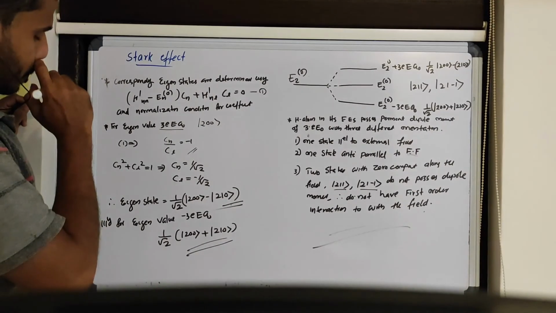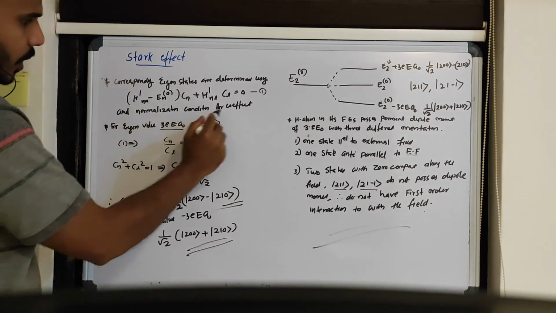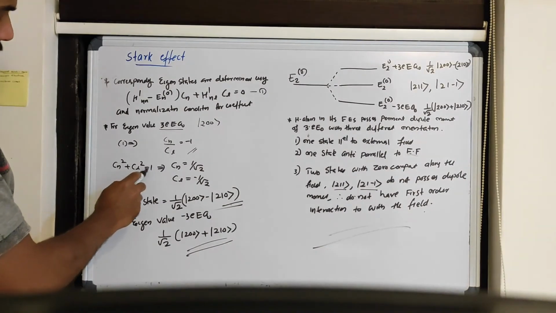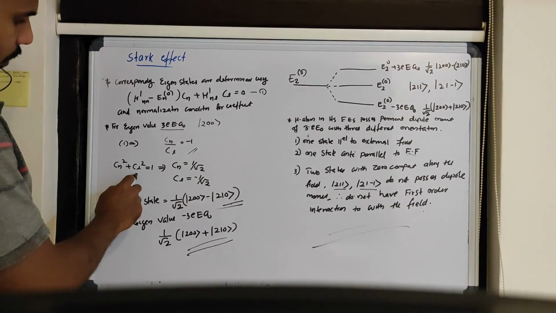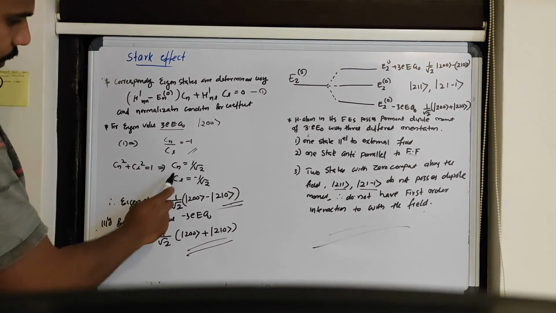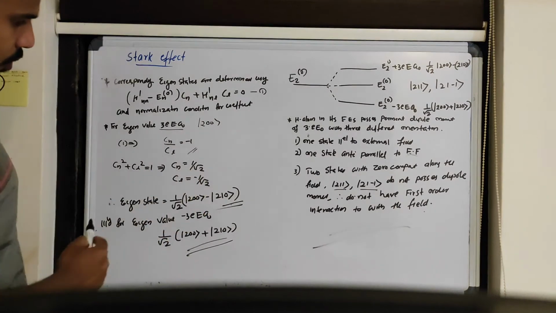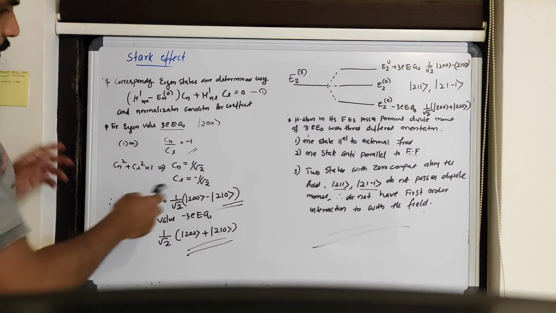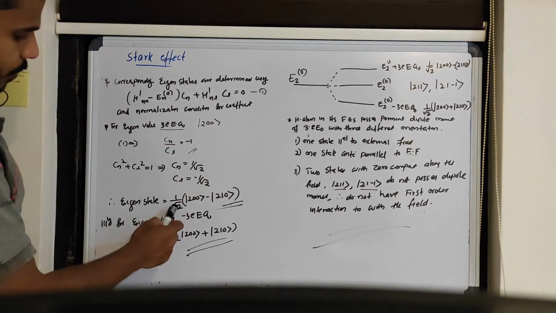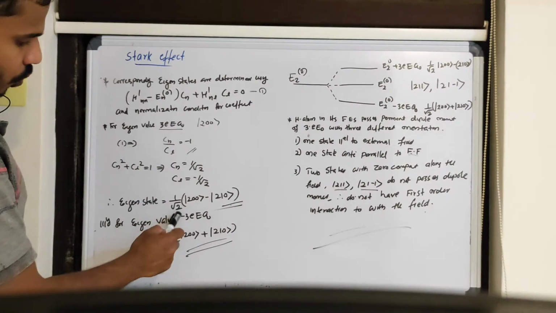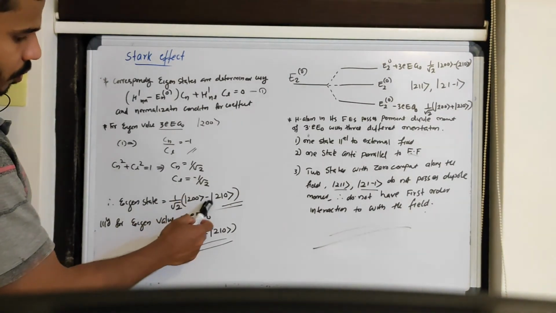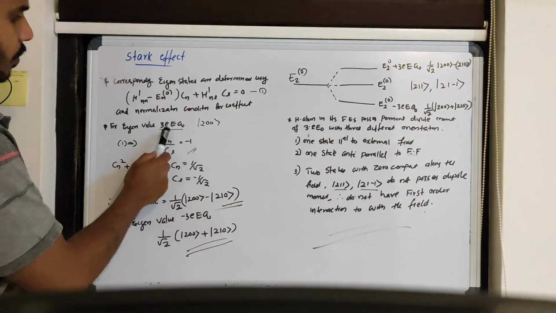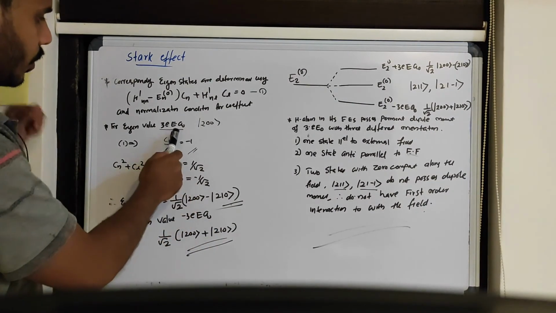And one more thing, there is a normalization condition for these coefficients, that is Cn squared plus Cl squared is equal to 1. From this condition, we end up with Cn equal to 1 by root 2 and Cl equal to minus 1 by root 2. So with Cn and Cl, the corresponding eigenstate is 1 by root 2 times the state 2 0 0 minus 1 by root 2 times the state 2 1 0. So this is the eigenstate corresponding to the eigenvalue 3E0.